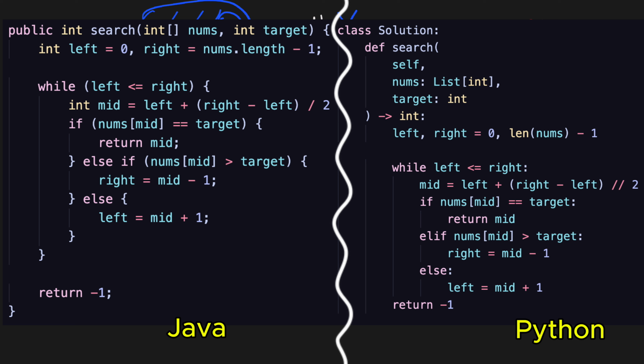Continuing with the code walkthrough, we calculate the midpoint using this subtraction-based formula, preventing the integer overflow. Now, if the element at the middle index is equal to the target, we will return the middle index. But if the element at the middle index is greater than the target, we update the right pointer to mid minus 1, eliminating the search on the right side. But if the element at the middle index is less than target, then we will update the left pointer to middle plus 1, eliminating the left side elements. And if the loop completes without finding the target, we will return minus 1.